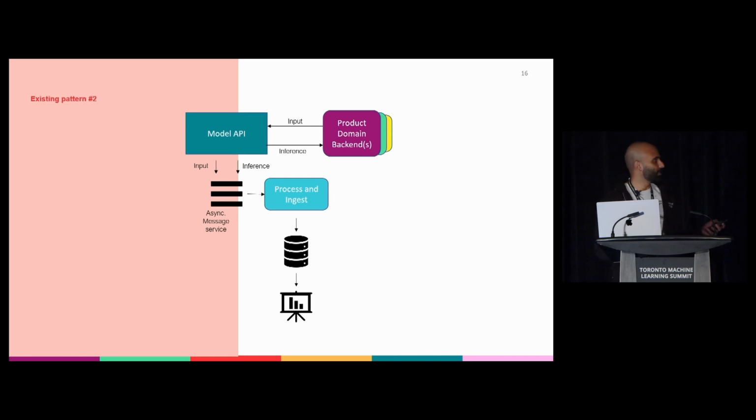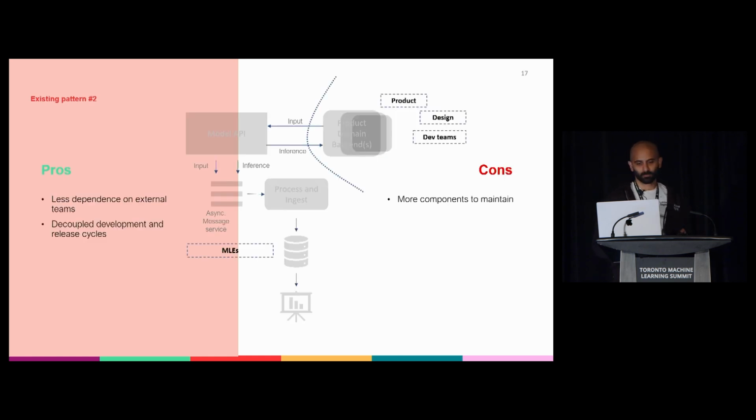Let's look at the pros and cons here. The pros are that there's much less dependence on external teams compared to pattern 1, with decoupled development and release cycles. The biggest con here is that there are a lot more components for the MLEs to maintain. This takes away time and capacity to focus on improvements to the models, which sort of defeats the purpose of model observability and making it easy.